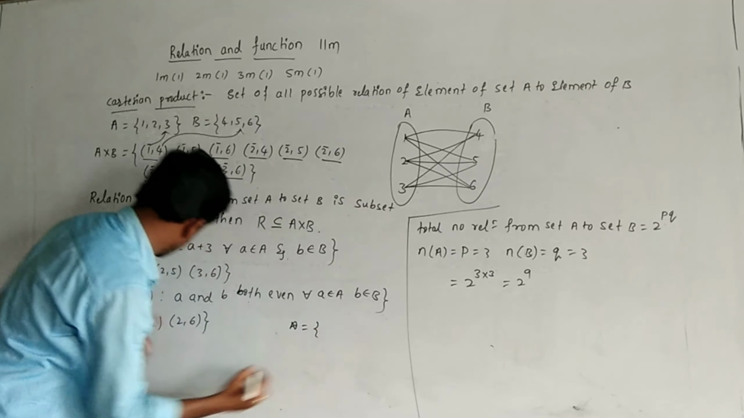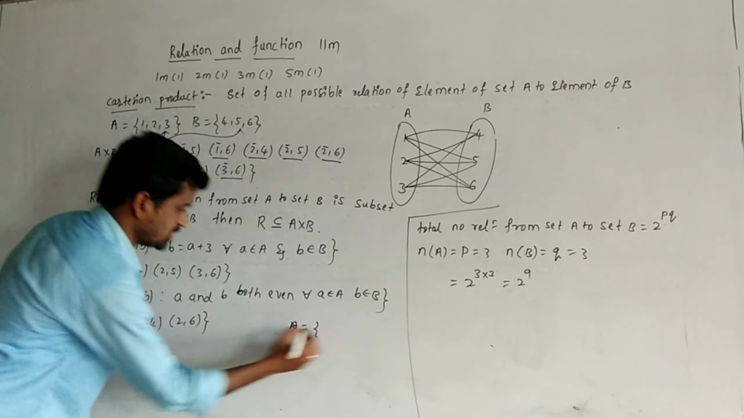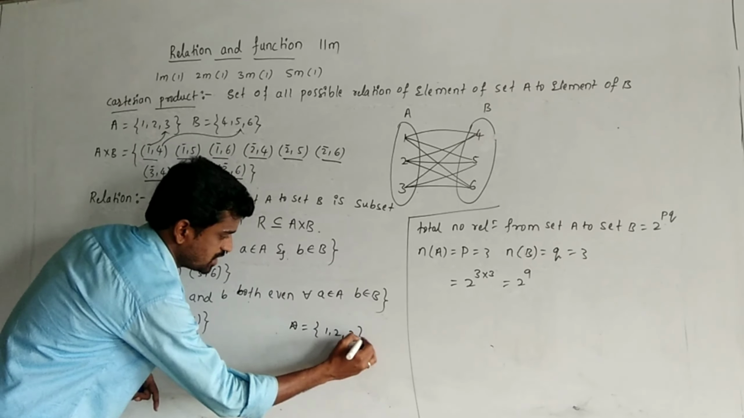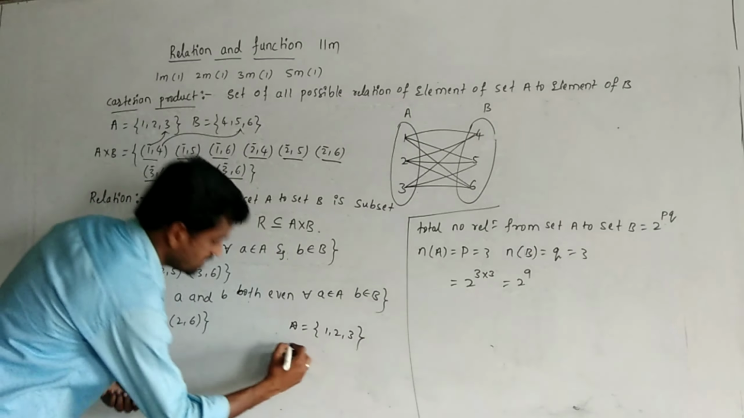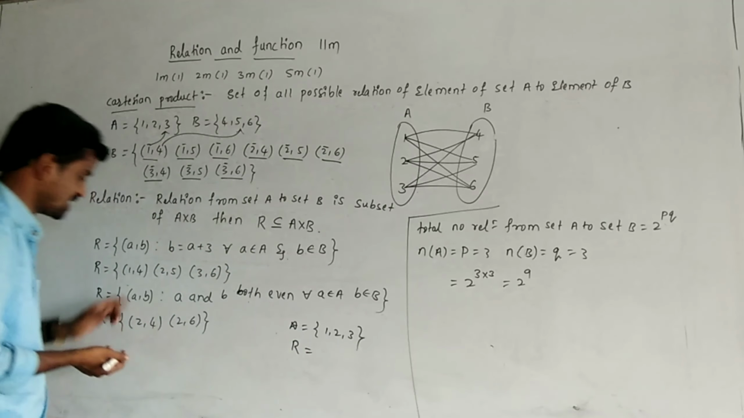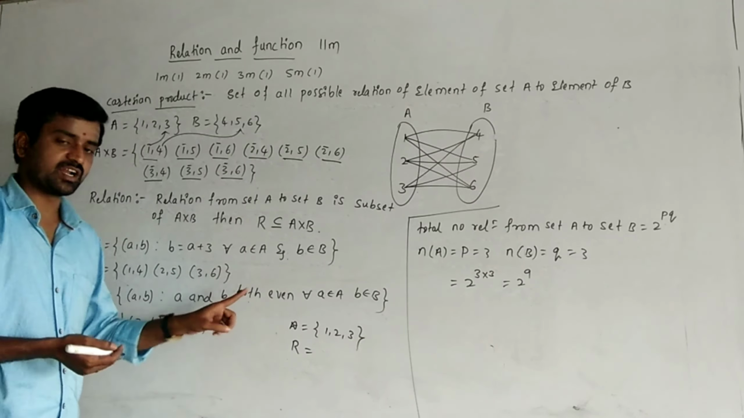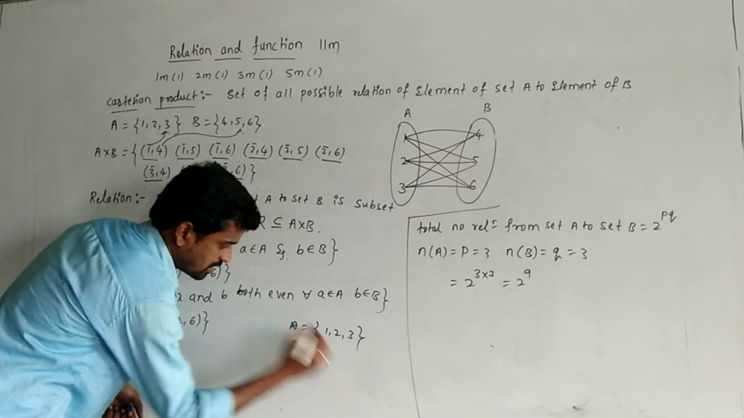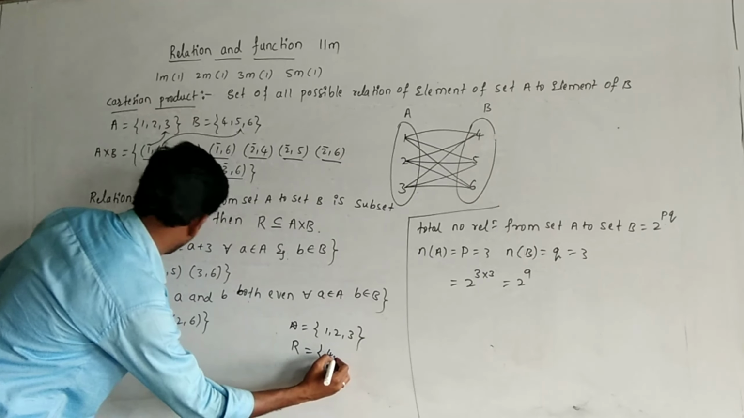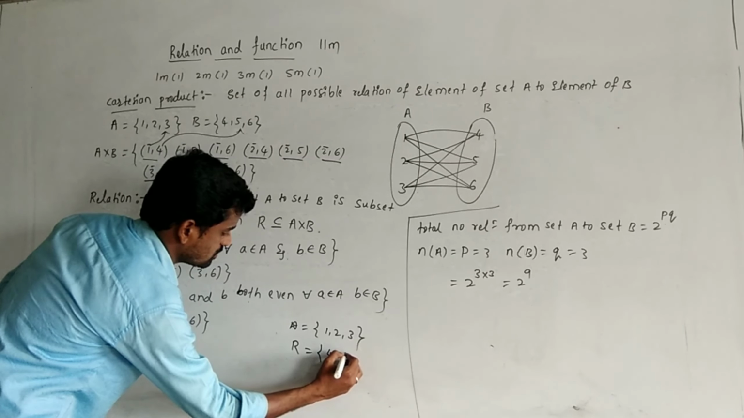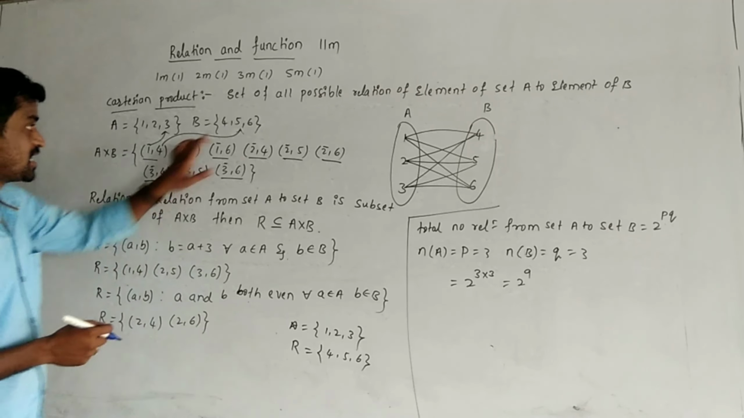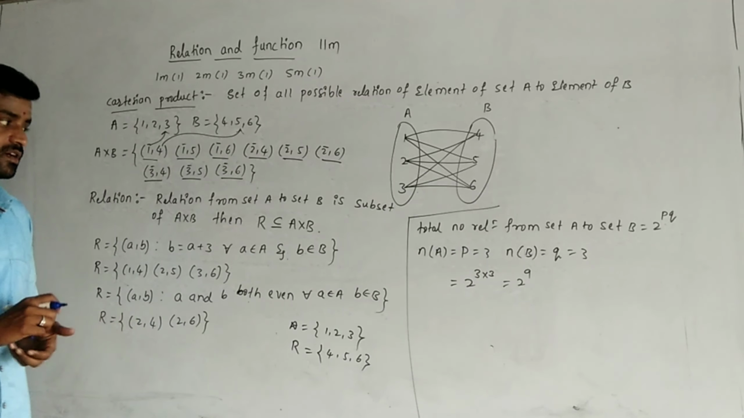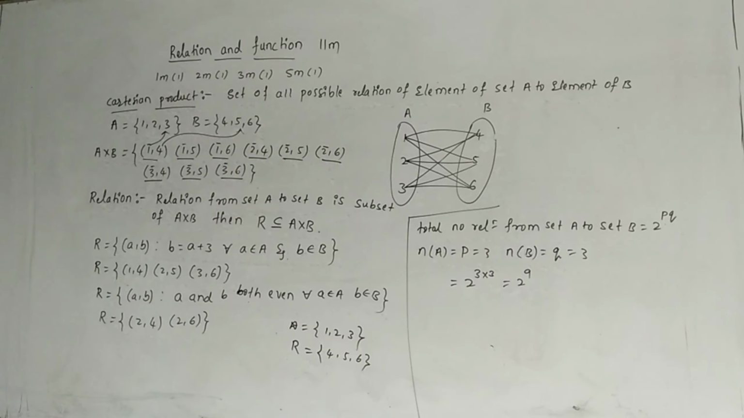Domain is equal to 1, 2, 3. The set of first elements of ordered pairs is called the domain. Then range is the set of second elements of ordered pairs, which is 4, 5, 6. The whole set B is called the codomain.